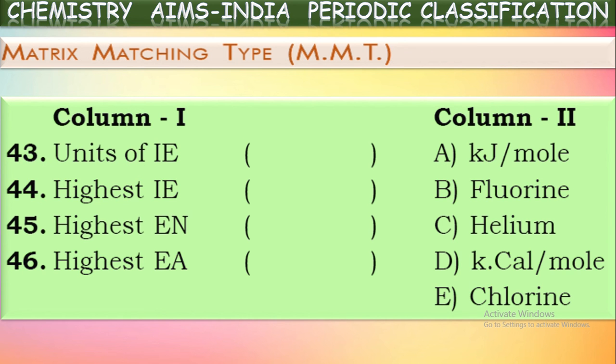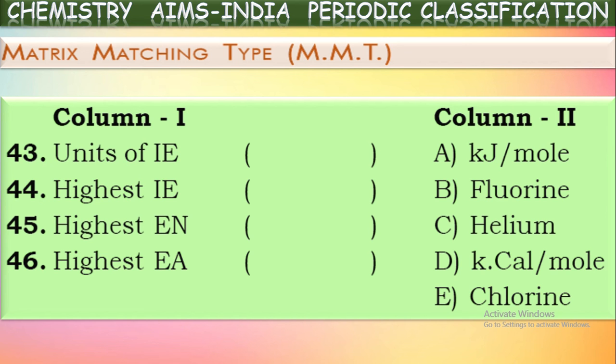Try to match this. What are the units of ionization energy? We know it is an energy, it will be having units kilojoules per mole or kilocalories per mole. Next, highest ionization energy is for which element? The element with the highest ionization energy is the smallest sized noble gas, that is helium. Next, the element with the highest electronegativity is fluorine.